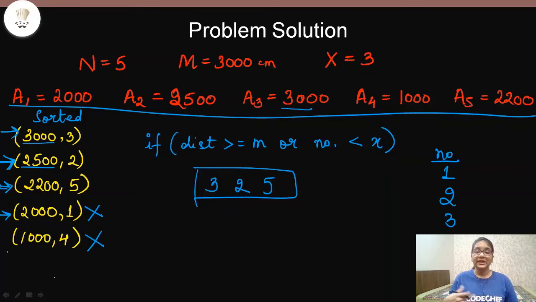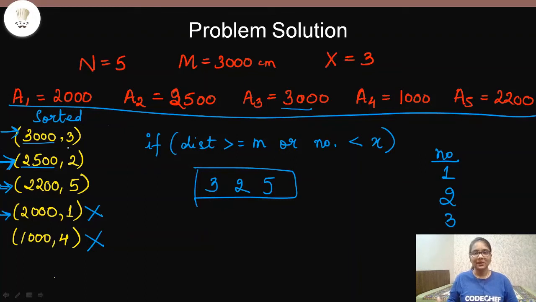So this is the method. This is the very easy way of selecting the players. You just have to sort the array, and you also have to take care of the IDs of the players. So that is why you need a pair where you can store the throw distance as well as the ID of the player along with it. So that is the problem solution.